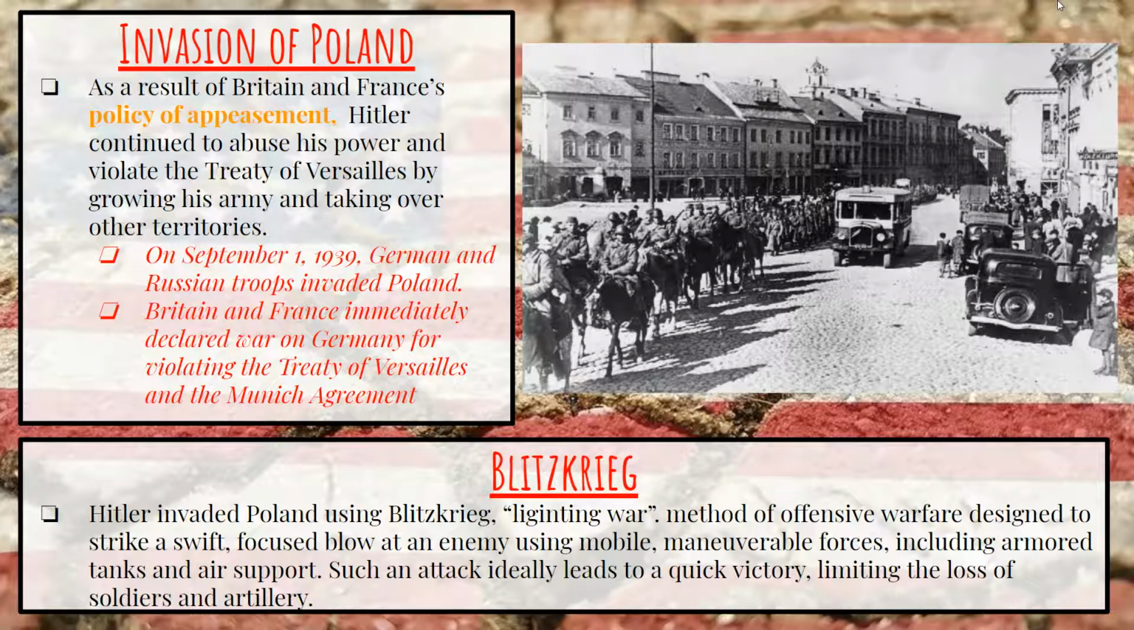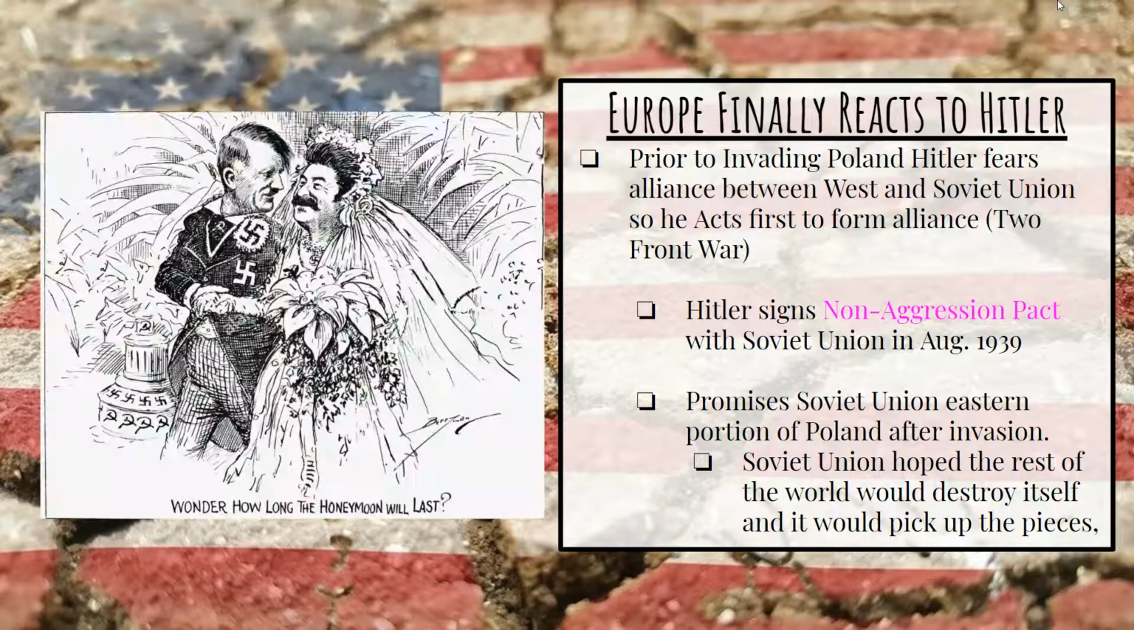But the reason why Hitler was so successful is because he used this thing called blitzkrieg, which is a lightning war method designed to strike swiftly, focusing on blowing up the enemy using mobile, maneuverable forces, including armored tanks and air support. So this ideal attack leads to quick victory, limiting the loss of soldiers and artillery. So the invasion of Poland ultimately starts World War II, and that's what you need to know.